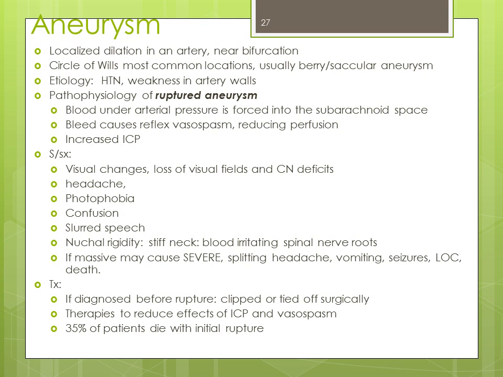Okay, next we have aneurysm, and this is basically where there's a localized dilation in an artery, and it's usually going to be near a bifurcation, just because the pressure at the point of bifurcation is going to be higher, because blood flow is going from a larger vessel into 2 smaller vessels. And the circle of Willis in the brain, which I have a picture of coming up, is the most common location, and they're usually berry or saccular aneurysms, and I'll show you examples of different types of aneurysms.